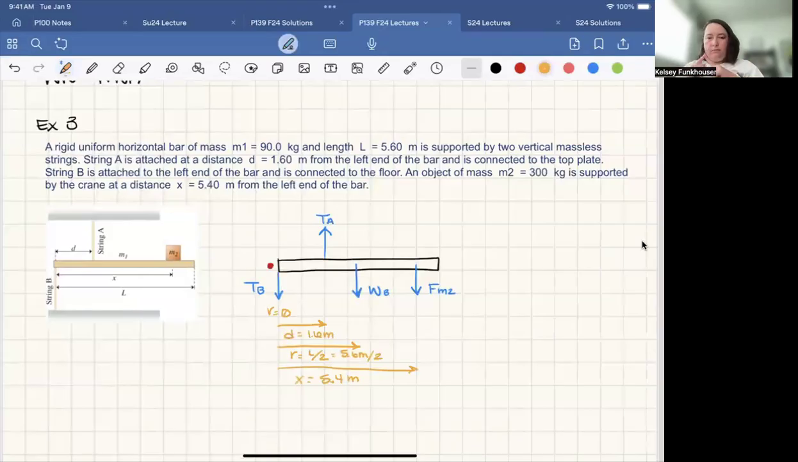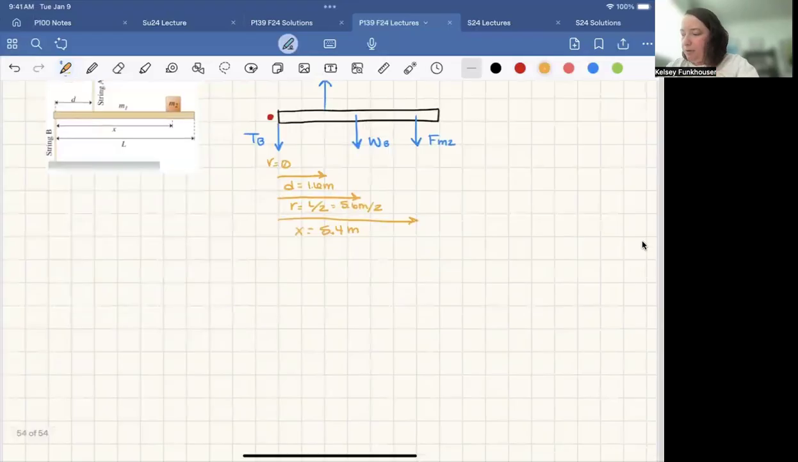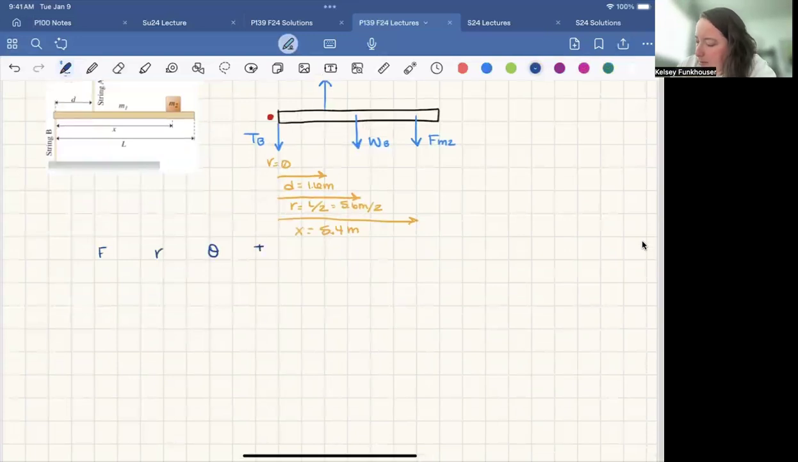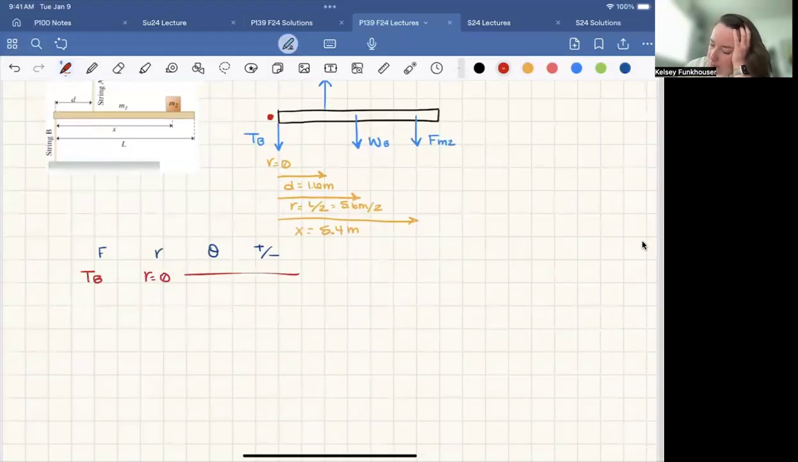Okay, so standard free body diagram, we figured out our distances. Yeah, this is a weird looking problem, but it's got the pieces we're used to. Okay, let's do the torque table. Force, distance, angle, positive or minus. And all of our angles are 90, so that's helpful. It makes it a little bit easier. And we'll go from left to right. So tension B is that first force, but it's at a distance 0, so no torque.